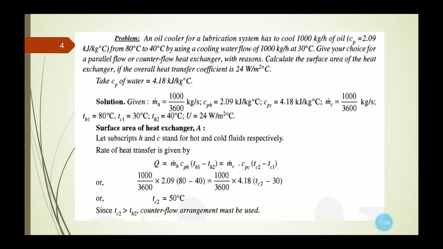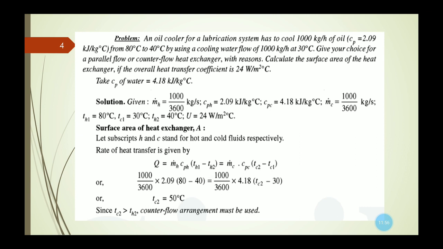Then we need to calculate the surface area of the heat exchanger if the overall heat transfer coefficient is 24 watt per meter square degree centigrade. The Cp of water is given here in this numerical as 4.18 kilojoule per kg degree centigrade. This is actually a constant value. It may not be given in a numerical like the earlier one, so we need to remember this value of Cp in case of water.